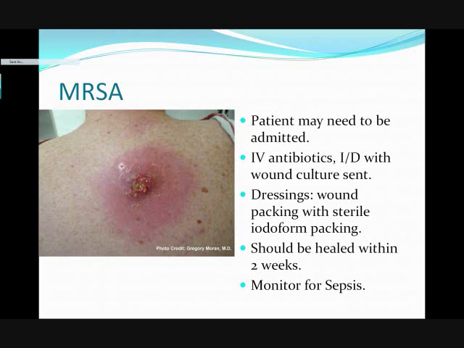So for this MRSA abscess, the patient needs to be admitted. They need IV antibiotics. They'll do an I&D, which is incision and drainage, and they'll send a wound culture while they're doing that just to confirm MRSA. They'll do wound packing, like I mentioned, with maybe the iodoform, which is like a long gauze soaked in an antibiotic solution. Everything will be sterile technique, dressing changes.